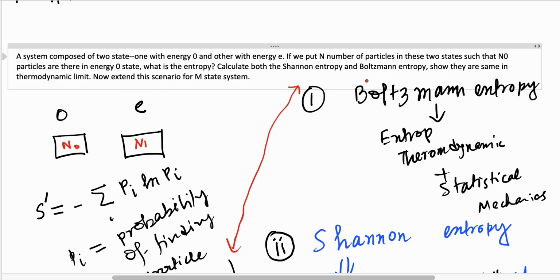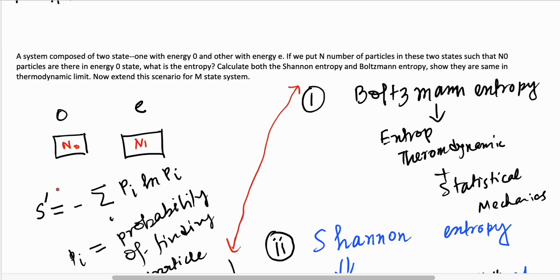So now you can simply go from this two-state case to multi-state, and extract the main theme here: the Shannon entropy and Boltzmann entropy are the same.